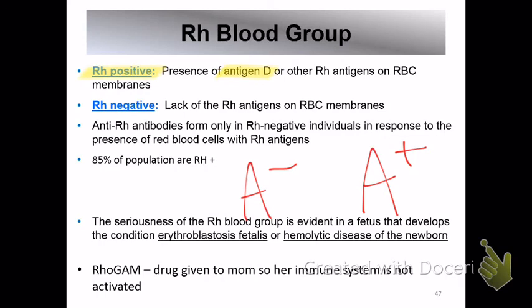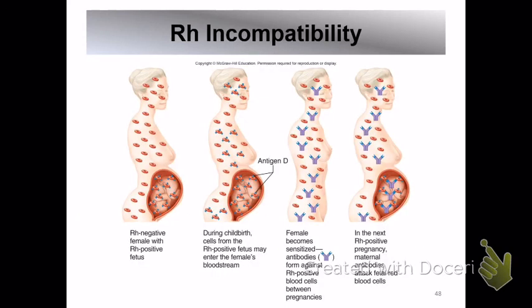So, erythroblastosis, or I learned it as hemolytic disease. So that's what's on the lab activity. Erythroblastosis or hemolytic disease. Okay, so let me tell you the story. RhoGAM is the drug. You want to highlight that. You want to know the drug. And you want to know hemolytic disease in newborns.